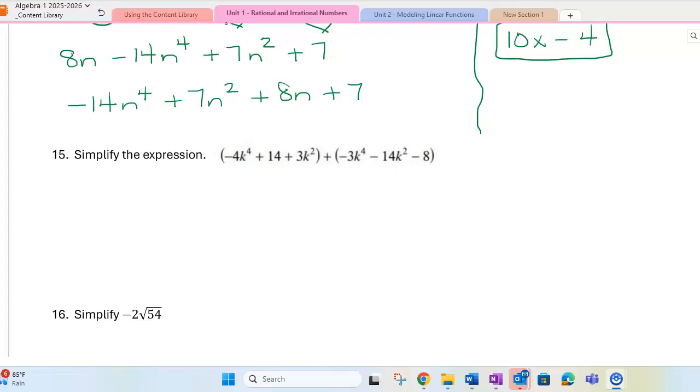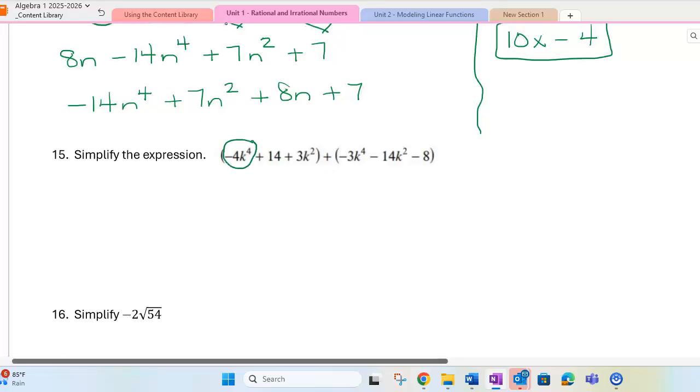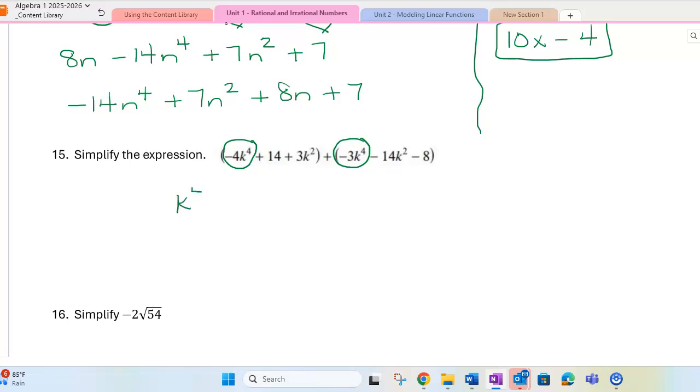So let's start. I'm going to put a circle around this one, and I'm going to find the matching one, which is right there. So k to the 4th is what they have in common. What is -4 and -3? It is -7. Please make sure you're putting this into Desmos correctly. Then I'm going to do this 14.